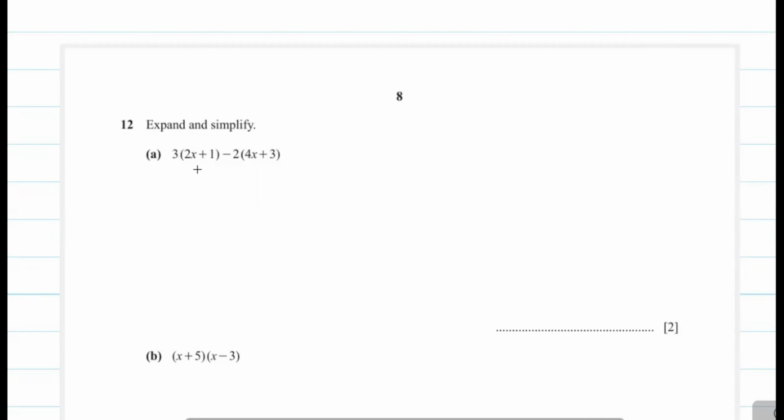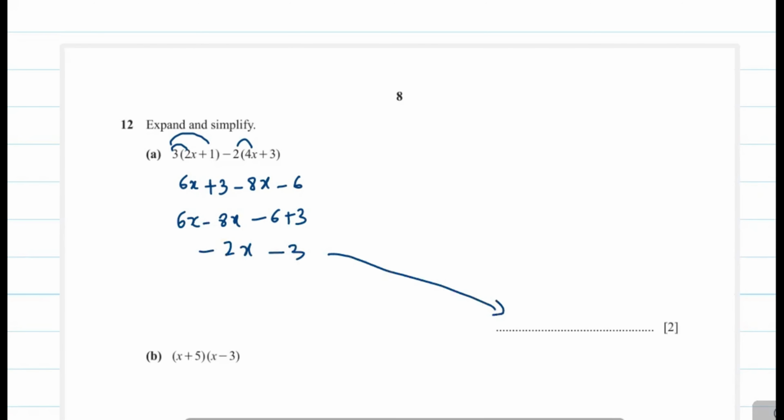Next is question 12. Expand and simplify. Part A: 3 into 2x plus 1 minus 2 into 4x plus 3. Firstly we multiply 3 into 2x, that value becomes 6x, and next you multiply 3 into 1, you get plus 3, and same here, minus 2 times 4x is minus 8x. Now minus times plus, 2 times 3 is minus 6. Now 6x minus 8x, and plus 3 minus 6. Therefore the answer is minus 2x minus 3, and this is the answer.